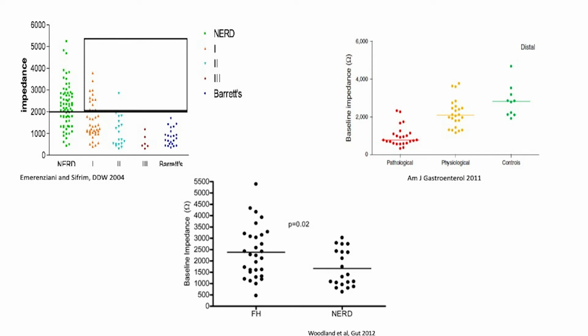And indeed, several studies have shown that baseline impedance of the esophageal mucosa is lower in patients with more severe reflux. This change is most dramatic in patients with erosive esophagitis or Barrett's esophagus. There is somewhat more overlap in the basal impedance of patients with functional heartburn and non-erosive reflux disease.